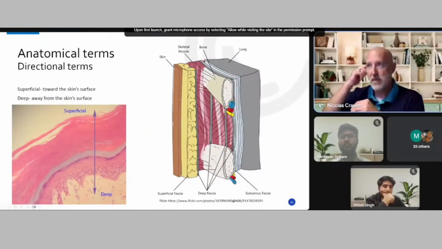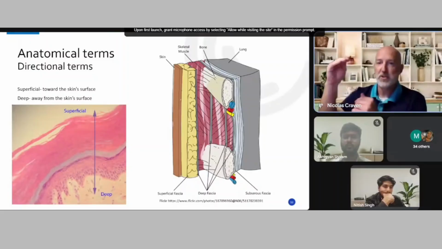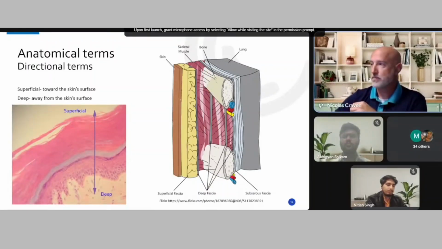And on the left here, there's an image of some skin that I had taken a few years ago when I was teaching an anatomy class. As you go towards the skin surface, it's superficial. As you go away from that skin surface, it's deep. That becomes important when we start talking about the different layers of skin, which we'll get to in a minute. One is going to be superficial to the other, and the other is going to be deep to the other. That's just a way that we can orient or display or discuss where something is in relation to the other thing that we're talking about. Okay.